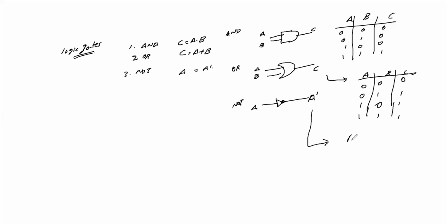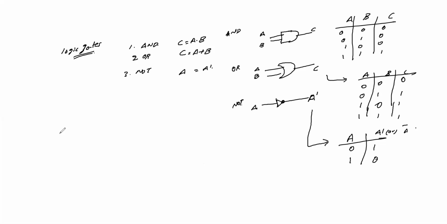And for the NOT gate, if the input is 0, the output will be 1. So 0, 1, 1, 0, it is opposite. We can write A dash, or A bar also. So these are your gates. Now let's see one small circuit, and after that we'll discuss.